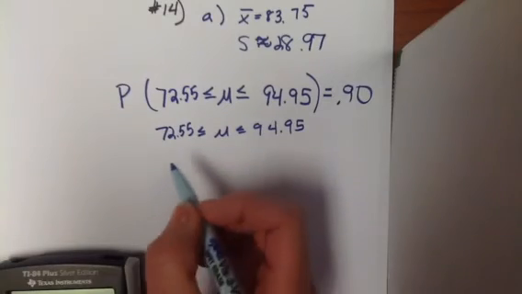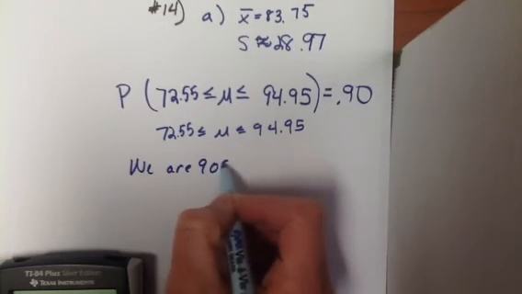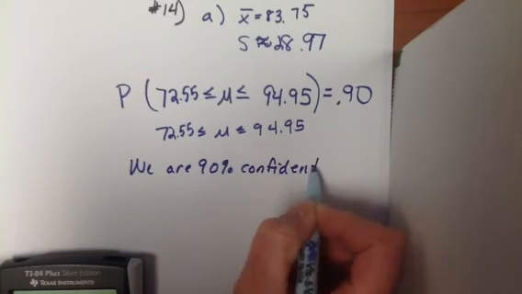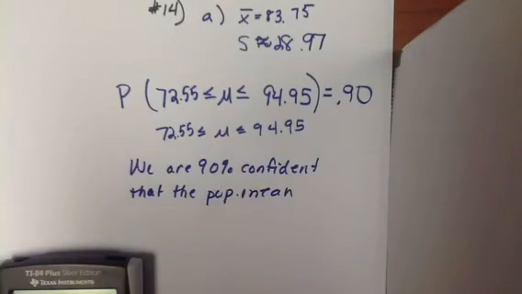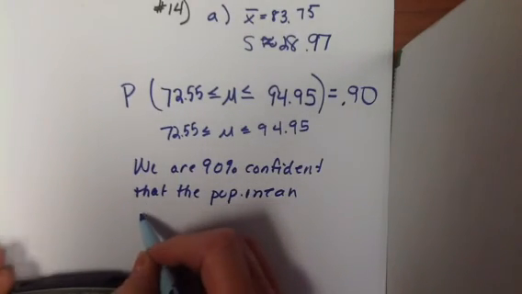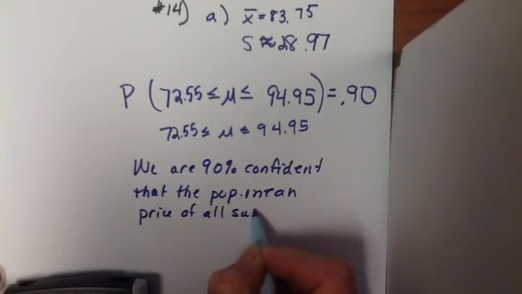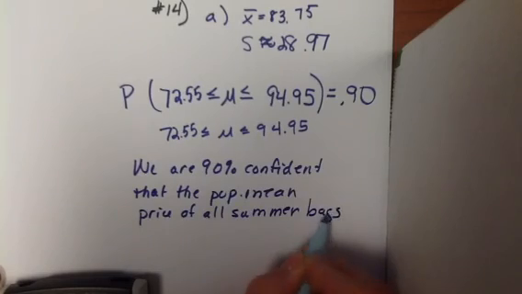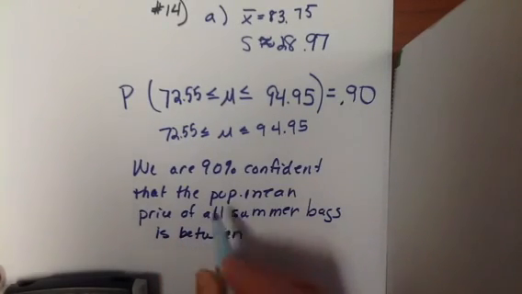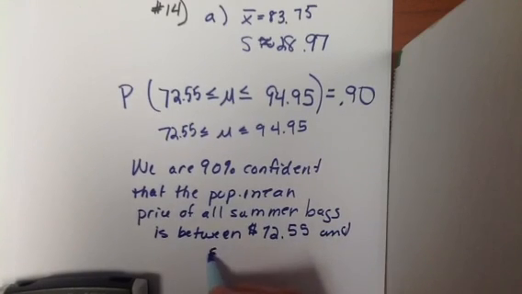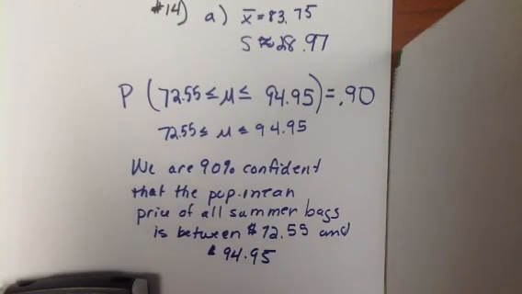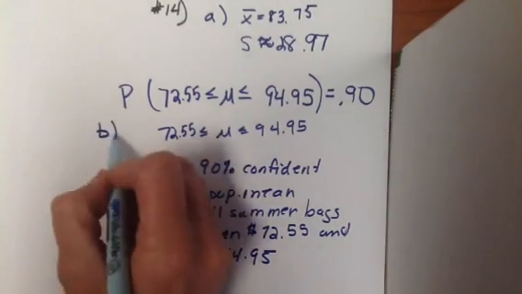Okay? So when we interpret this, we say we are 90% confident that the population mean, and then we have to say what it is. We have to go back to our problem where it had asked us to calculate that confidence interval. What were we calculating of? The mean price of all summer sleeping bags. So we are 90% confident that the population mean price of all summer sleeping bags, which just comes from the question, is between, and it's here in our interpretation that we have to put our units. What are these units? They're dollars. So $72.55 and $94.95. Okay, and this was actually part B and C of this problem.